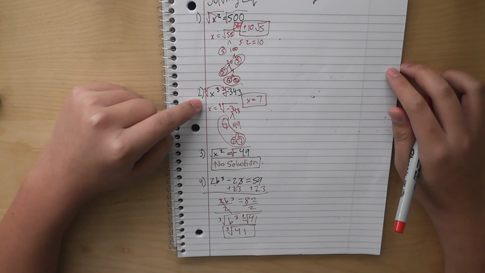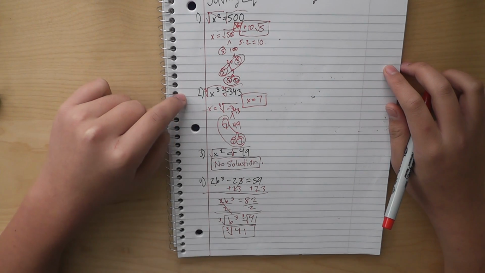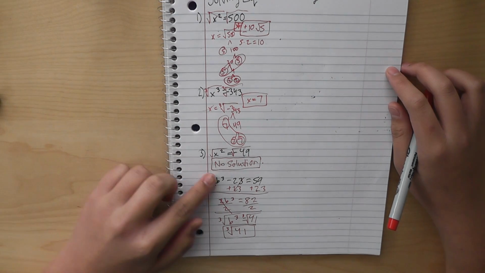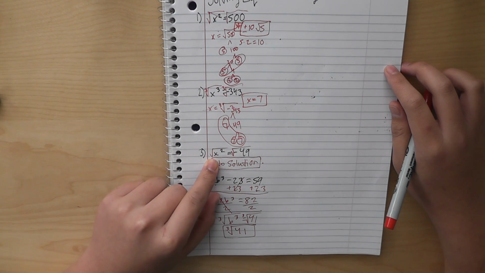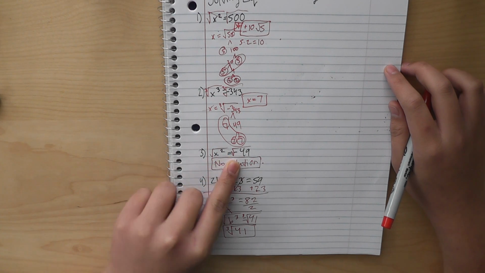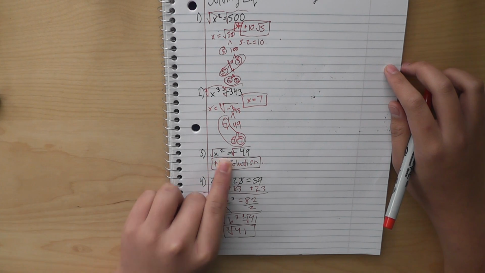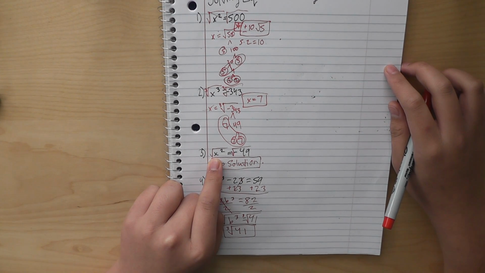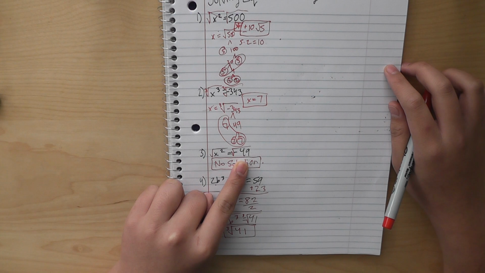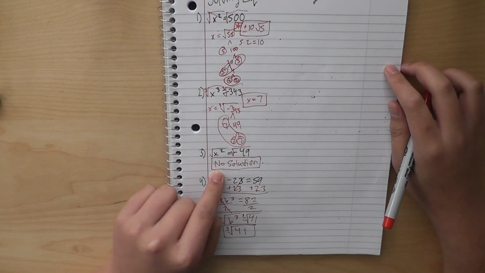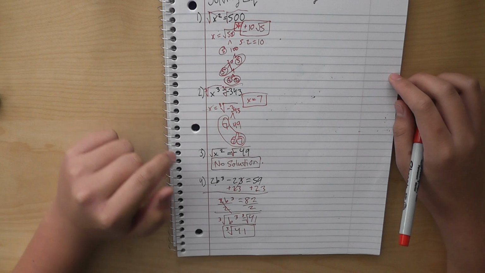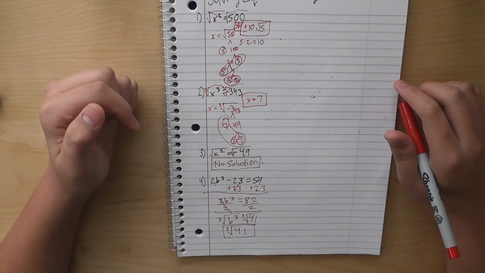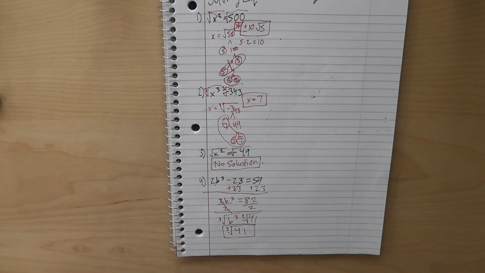And for number 2, we just found the pair of 3, which was 7. Number 3 was no solution because you can never square a number and get a negative number. Even if I plugged in -7 and squared it, it would be positive 49, not negative 49. So number 3 is no solution. Number 4, you just did basic equations. We got the cube root of 41 in the end.